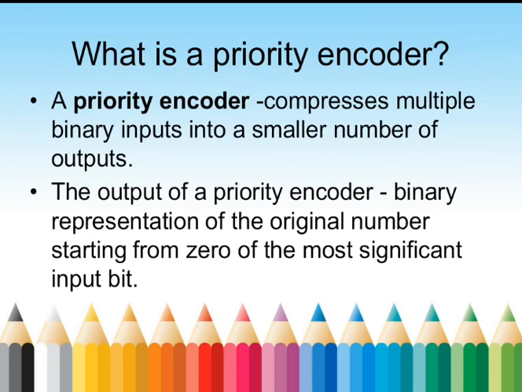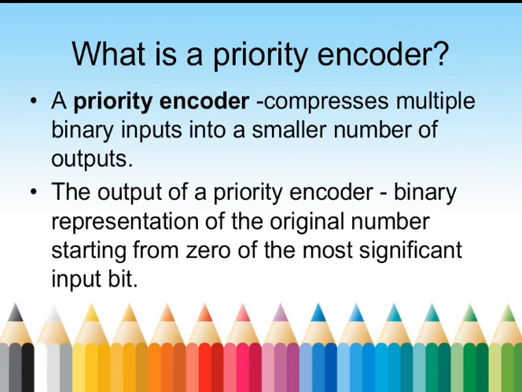A priority encoder is a combinational digital circuit that includes the priority function. In a priority encoder, if two or more inputs are equal to 1 at the same time, the input having the highest priority will take precedence. It indicates the LSB bit has the lowest priority and the MSB bit has the highest priority.